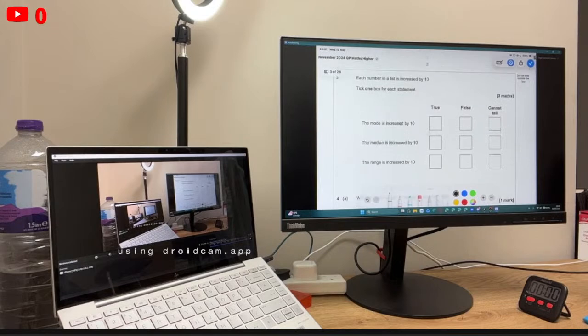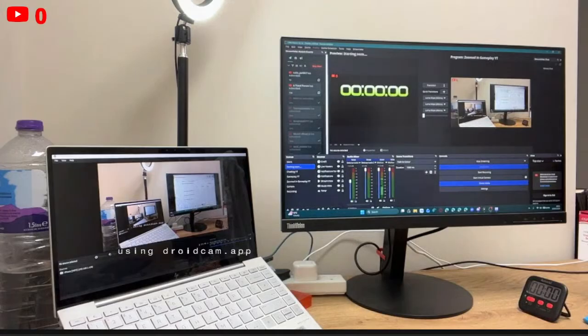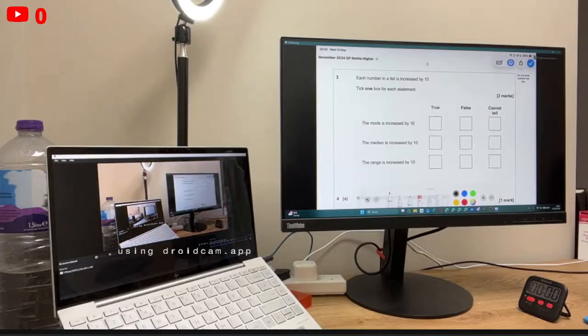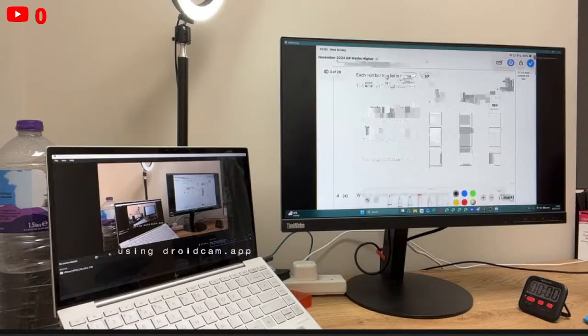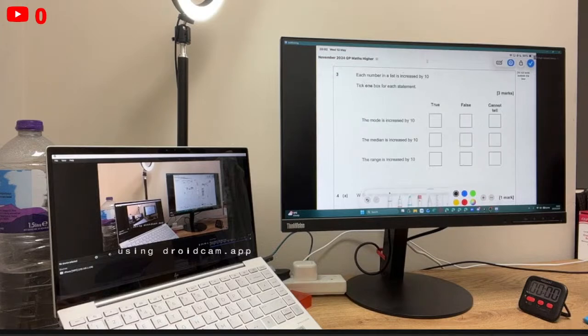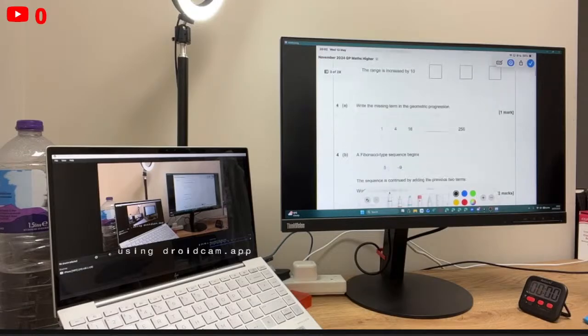Each number in a list is increased by 10. Tick one box for each statement. Okay, guys, you might not know this, but I'm just gonna say it right off the bat: I suck completely at math. I cannot do math for the life of me, and I will be very happy when I finish paper 1, paper 2, paper 3 with a somewhat decent grade. So each number in a list is increased by 10. The mode is increased by 10, the median is increased by 10, and the range is increased by 10. I have no idea. Moving on.